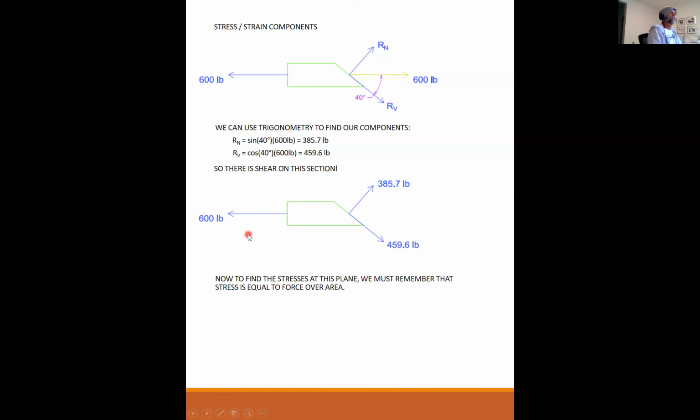Now, to find the stresses on this plane, we have to remember that stress is equal to a force over area. What is the area of this cut plane? So the width of it is certainly the 2 inches.